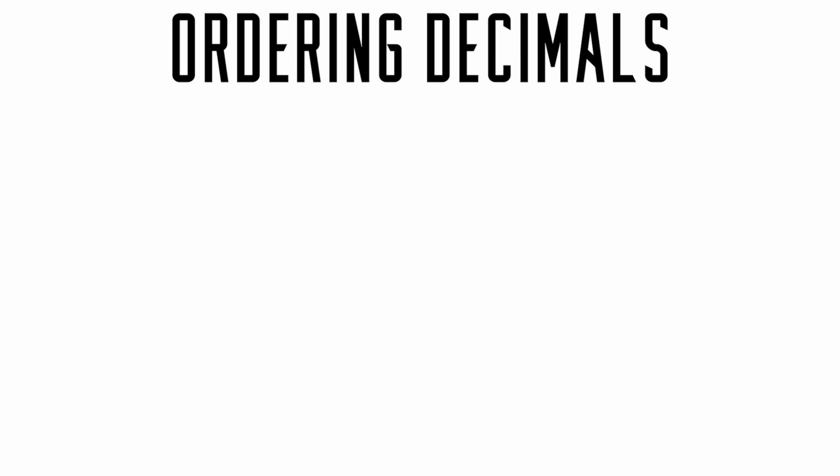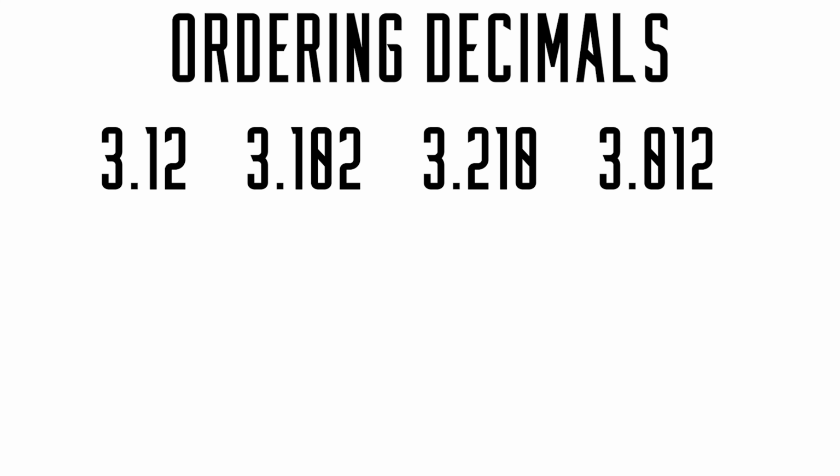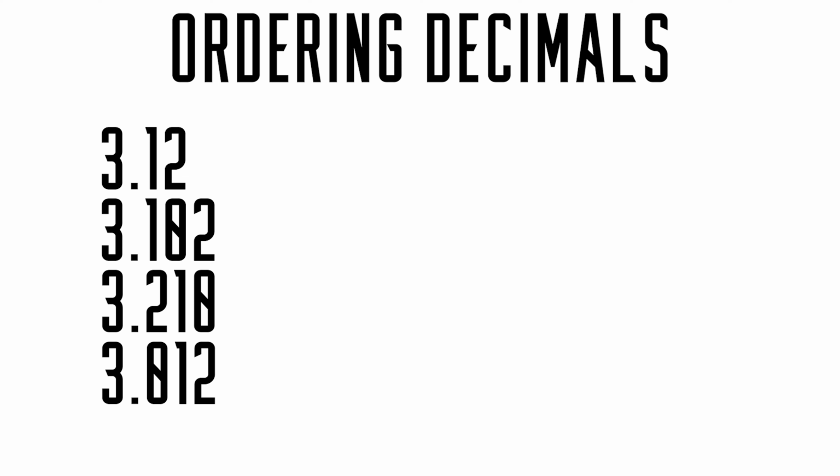If we had some bigger decimal numbers such as 3.12, 3.102, 3.210, 3.012, we can use the same technique of listing the numbers and adding zeros to any that need them in order to give all the numbers the same amount of digits. If we list them, we have 3.120, 3.102, 3.210 and 3.012. Here we can look to remove the decimal point to make these numbers appear as whole numbers, what we are more used to.